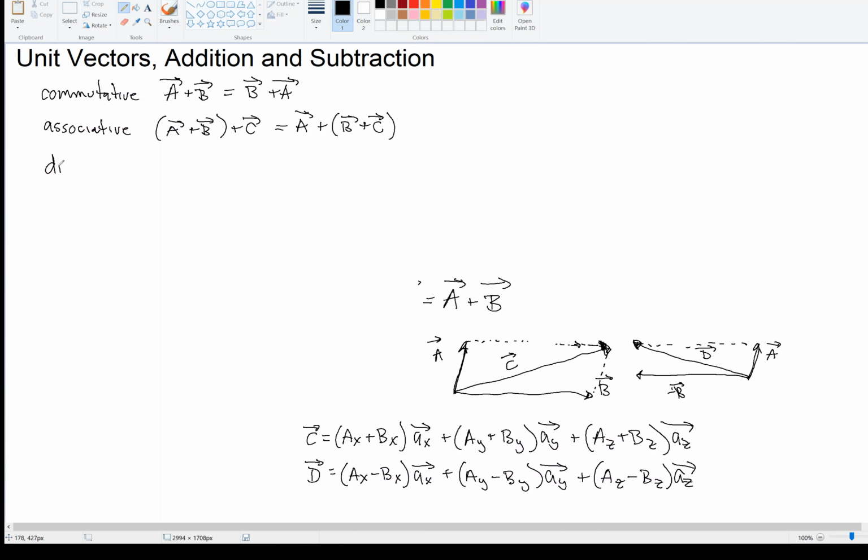And then it also enjoys the distributive property. So if I took a scalar, maybe K, without the arrow, times A plus B, that would be as if I took the scalar K times the vector A plus the scalar K times the vector B. Okay.